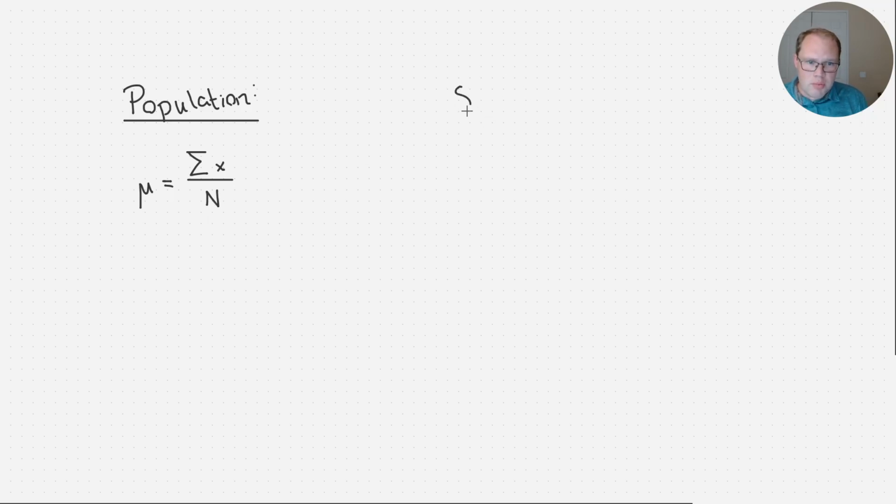In the sample, it's almost the same. We just switch out the symbols we use. So in a sample, we call the sample mean x bar. That's how we say that we're dealing with the mean of a sample, okay? And we do the same thing, though. We add up all the values in our sample. We divide by how many there are. We just denote the number of data values in our sample by little n instead of big N. Okay? So straightforward. Essentially the same formula, we're just switching out some symbols.